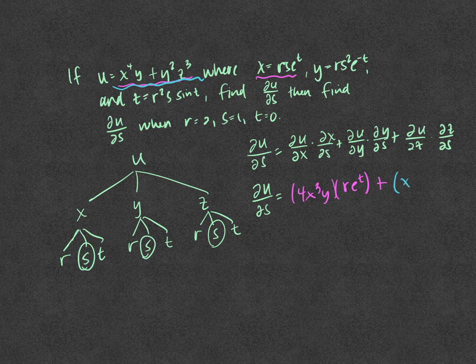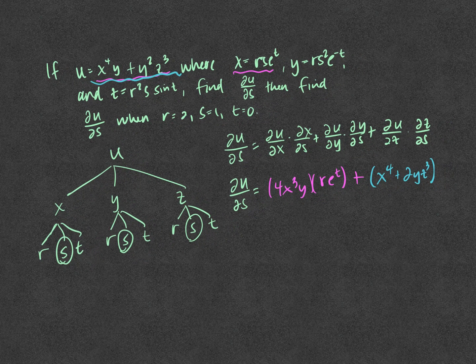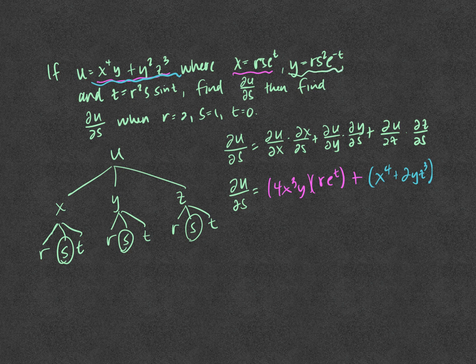And we keep the x to the fourth, and the derivative of y is 1, plus 2yz to the third, times, now we're going to take the derivative of y with respect to s. And when we do this, s squared becomes 2s. So we have 2rs e to the minus t.